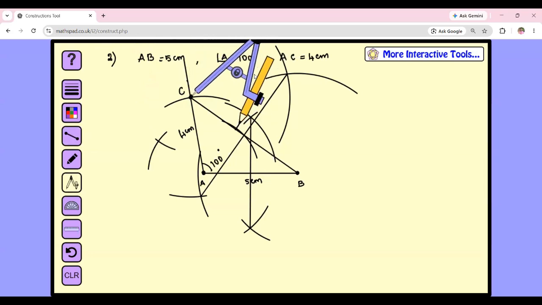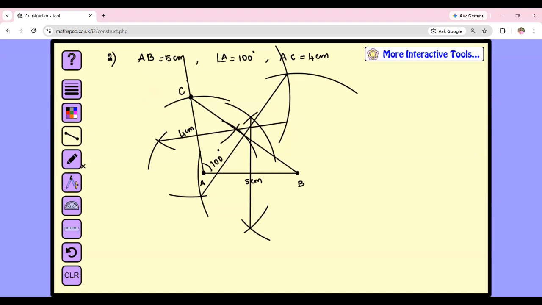So draw an arc. Where the lines are intersecting, we can just join the point. I think this is my point. This is not intersecting the previous one, so I have to extend. Extend this.